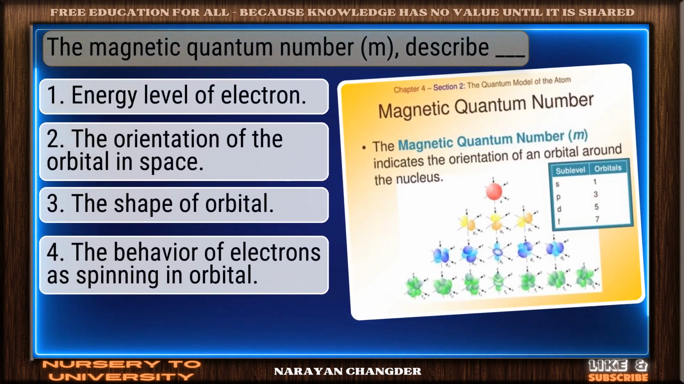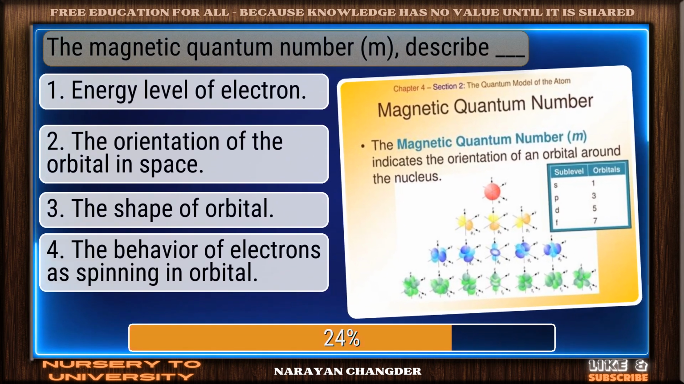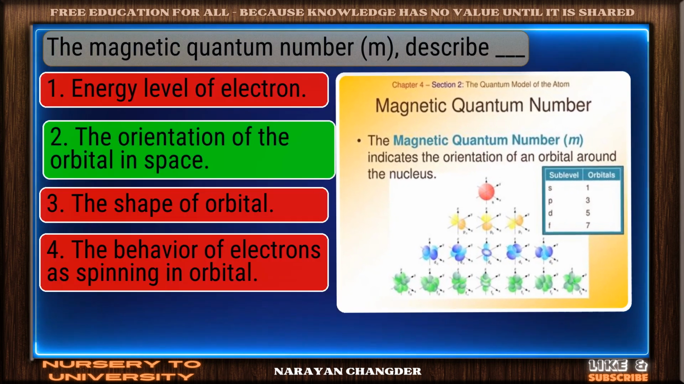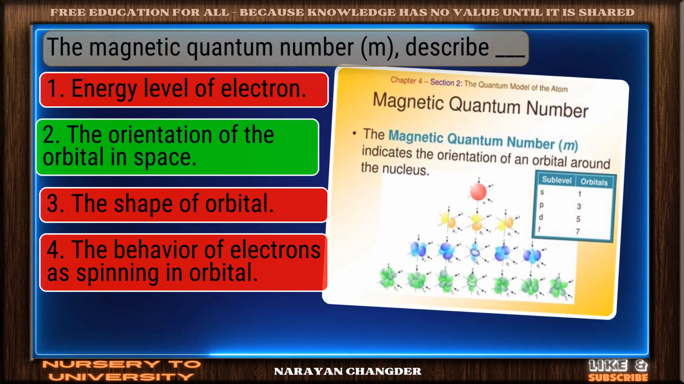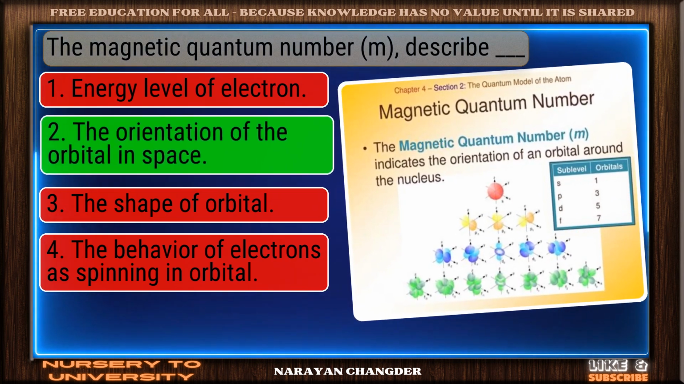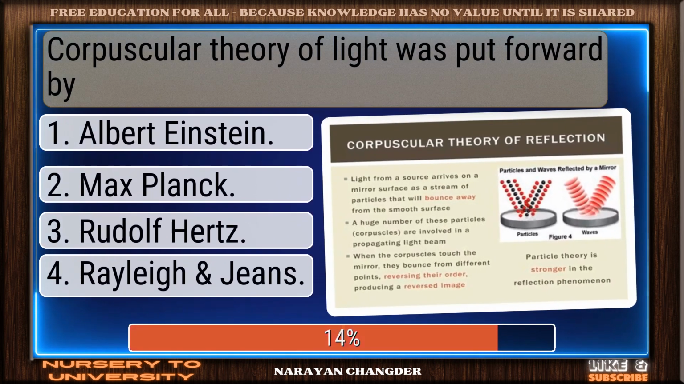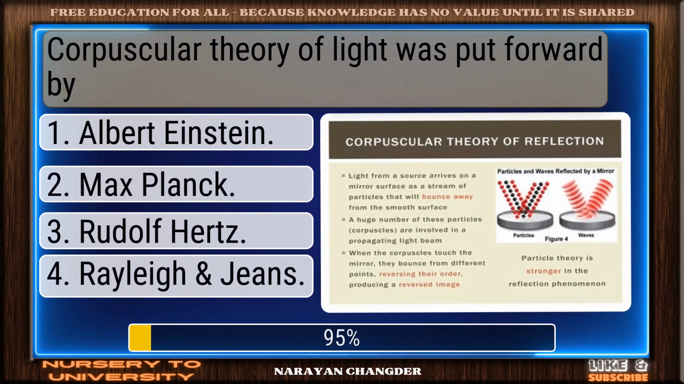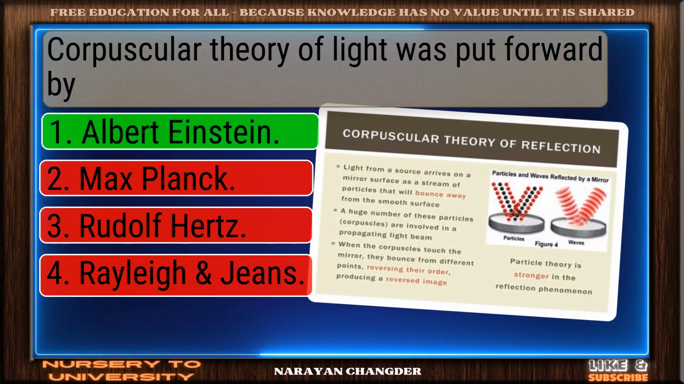Question number 31. The magnetic quantum number describes dash. Excellent. The orientation of the orbital in space is a brilliant choice. Question number 32. Corpuscular theory of light was put forward by. Solid response. Albert Einstein is a valid choice.